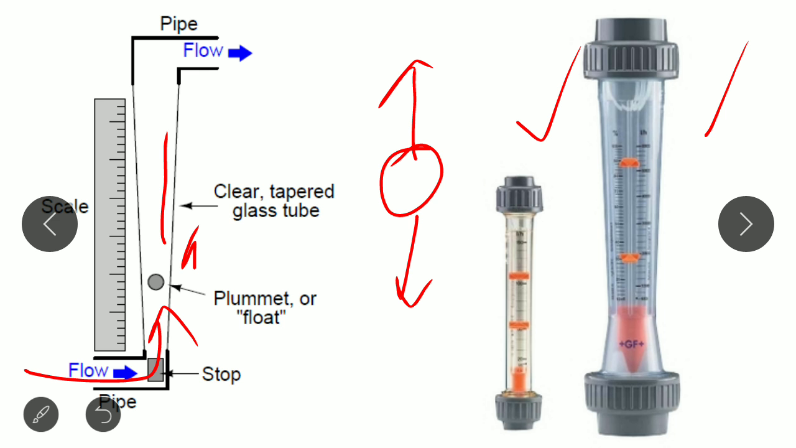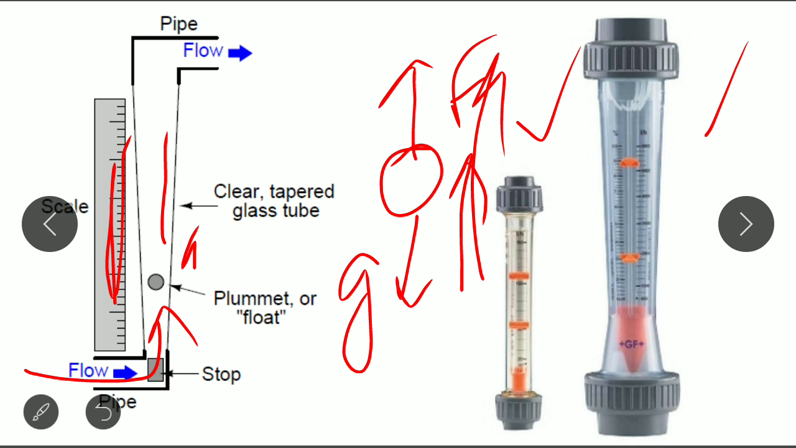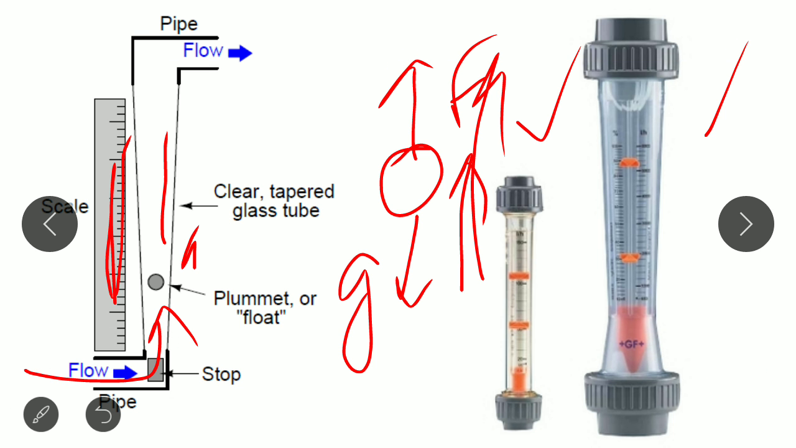One is upward due to this flow of fluid, and the downside is due to gravity, g, right? So because of these two, once the fluid is able to overcome gravity, then it will displace the plummet, and the more the flow, the more displacement there would be. This displacement will be noted by the scale which is attached, right? So how much is the displacement? That is proportional to the flow of fluid. Accordingly, the rotameter is calibrated.